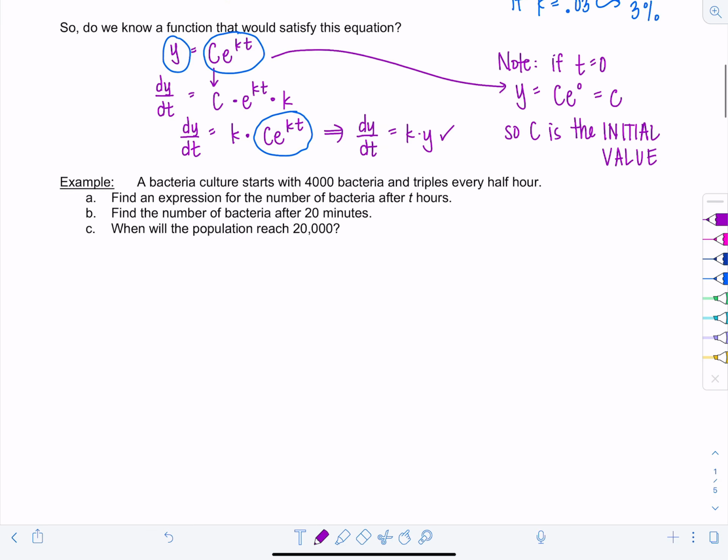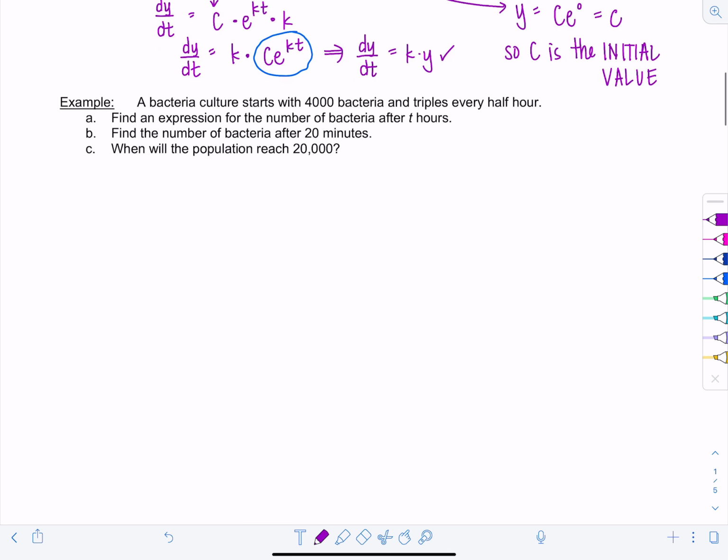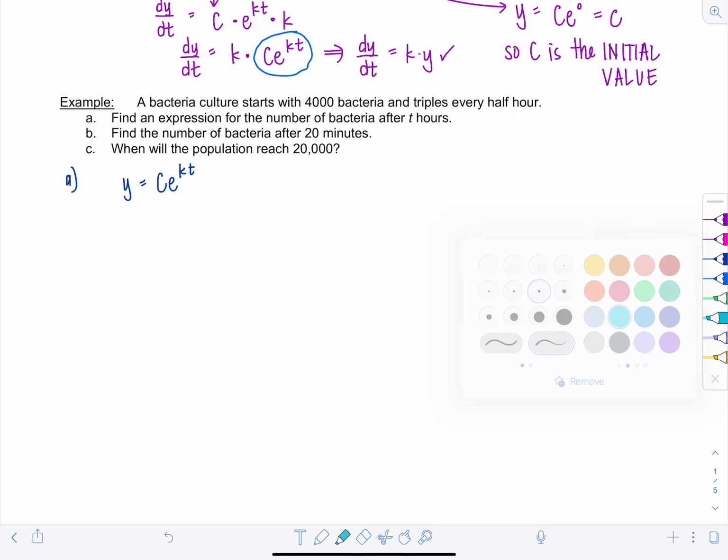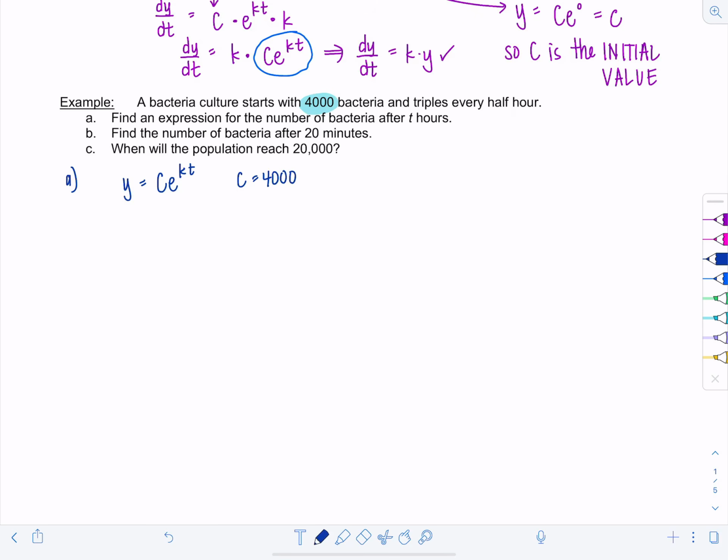All right, first example. A bacteria culture starts with 4,000 bacteria and it triples every half hour. So part A says find an expression for the number of bacteria after t hours. So we're going to start off by using the model y equals c e to the kt. And notice they told me we start with 4,000 bacteria. So right off the bat, I know, okay, c is equal to 4,000.